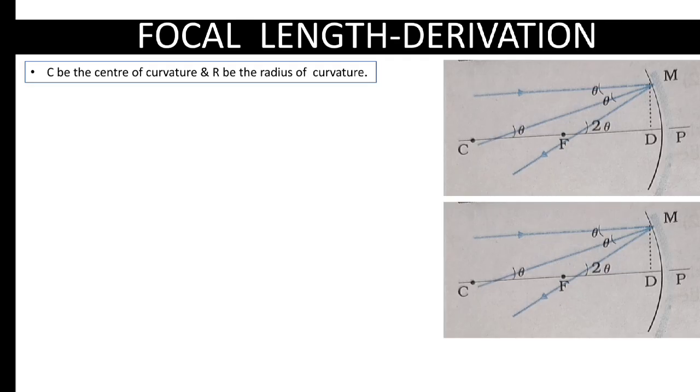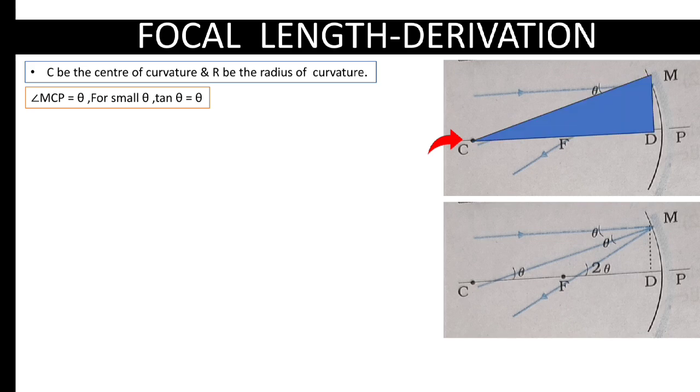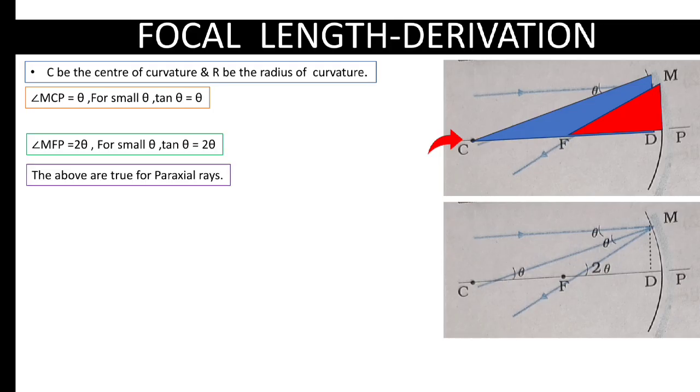If we observe this, C is the center of curvature, and the angle MCP in triangle MCP is a small theta, so tan theta equals theta, because for small theta, tan theta becomes theta. For triangle MFP, the angle is equal to 2 theta. For small theta, tan 2 theta equals 2 theta.